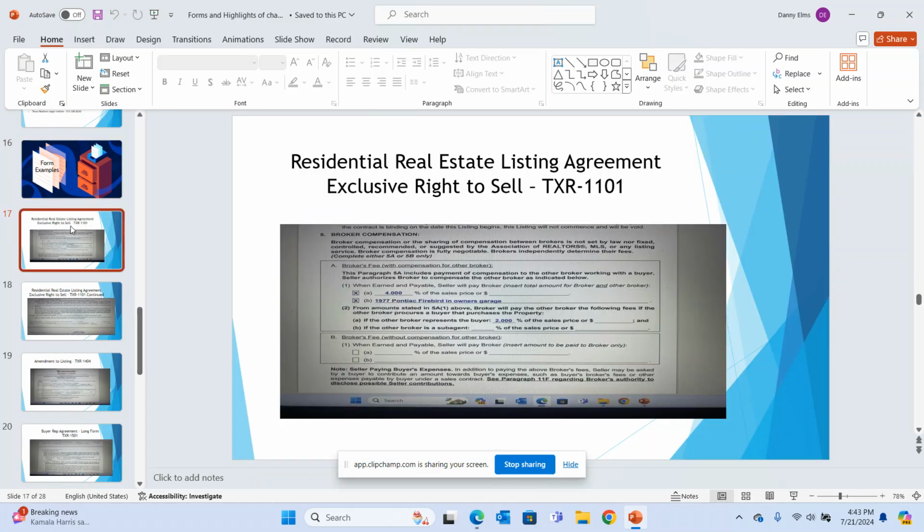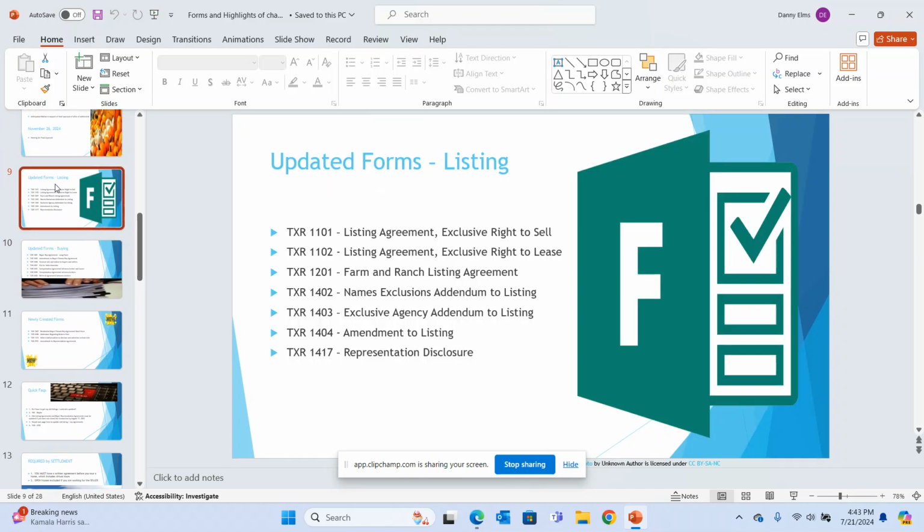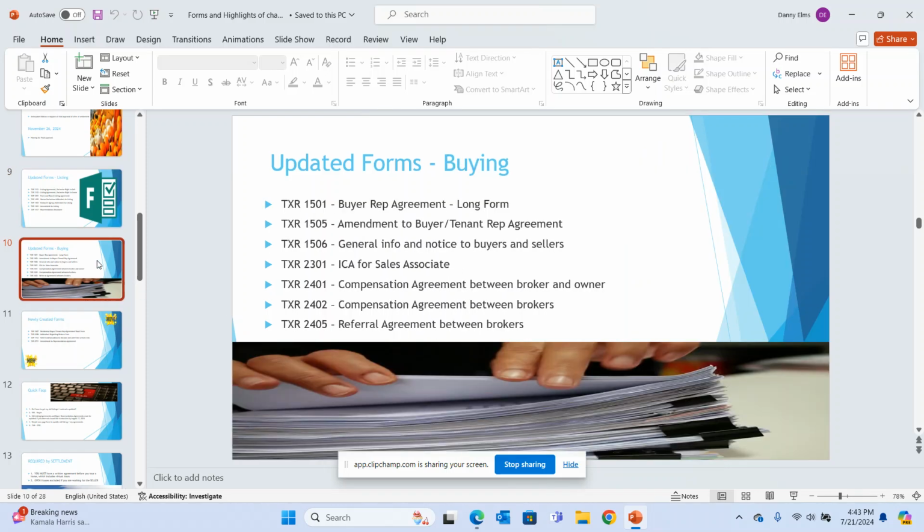So just to begin, let me highlight something real quick before we jump into it. Here were from part 1. 7 forms from the listing side have been updated. The biggest one will be the listing agreements and the amendment to listing. 7 on the buying side. The biggest one will be the buyer rep agreement, which is now called the long form, and the amendment to the buyer rep agreement, as well as compensation agreement between brokers.